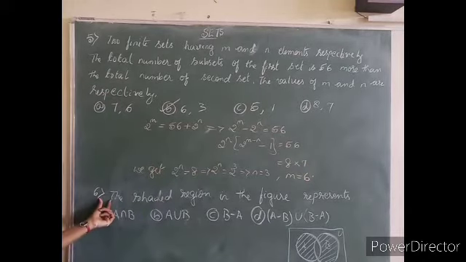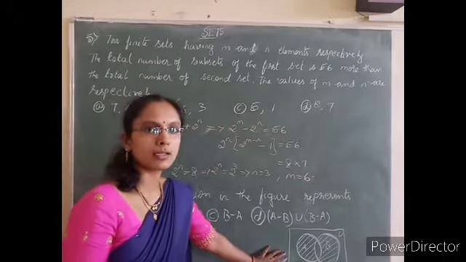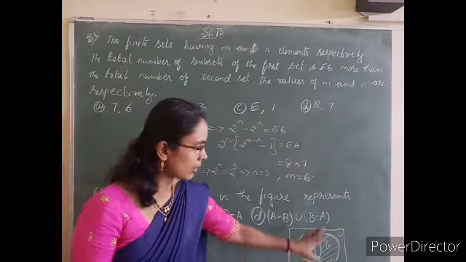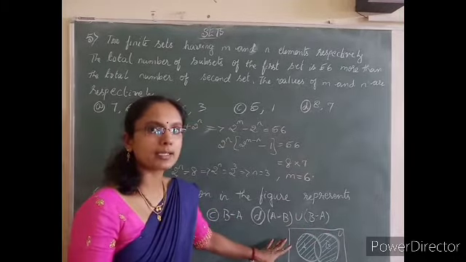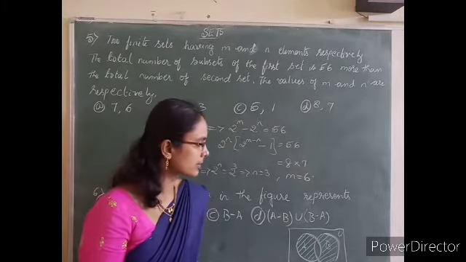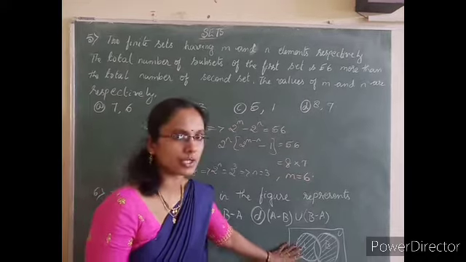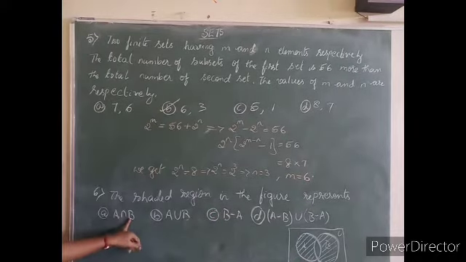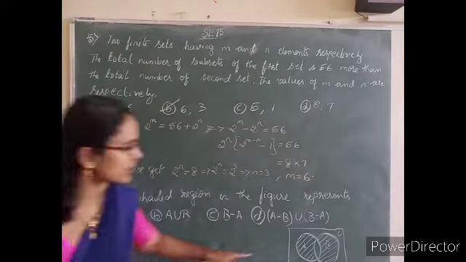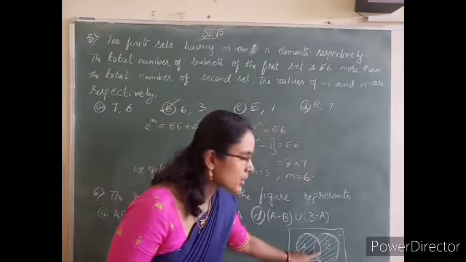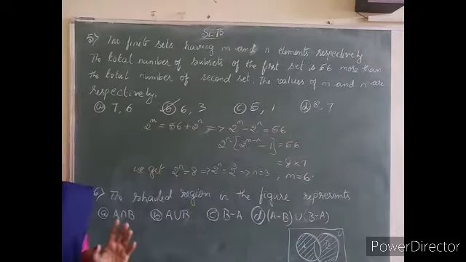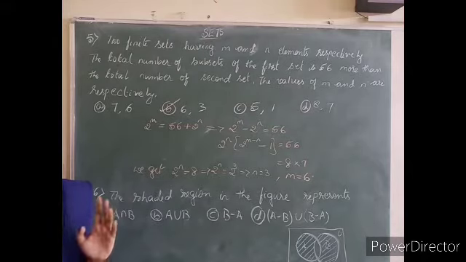And the next question, sixth one: the shaded region in the figure represents. So this is the set. The outer rectangle is the universal set and these two are the sets. A intersection B means only the middle portion we have to shade. That is the common elements to both the sets A and B.